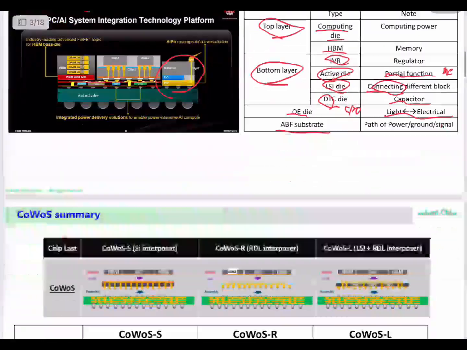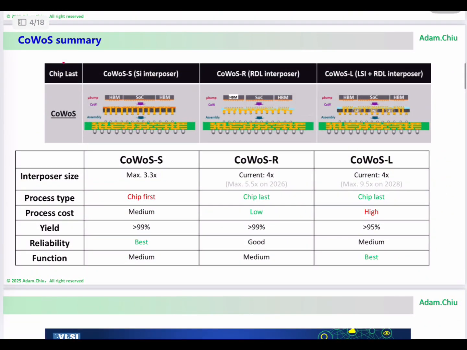Let's continue. We can look at the CoWoS summary. There are three types of CoWoS: S, R, and L. I have analyzed them in detail in previous videos. Let's briefly revisit. SRL is the best of all because its function and scalability are superior. Therefore, all of TSMC's production lines will prioritize CoWoS L in the future.